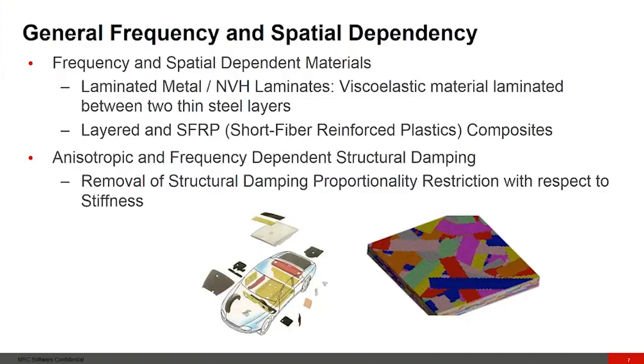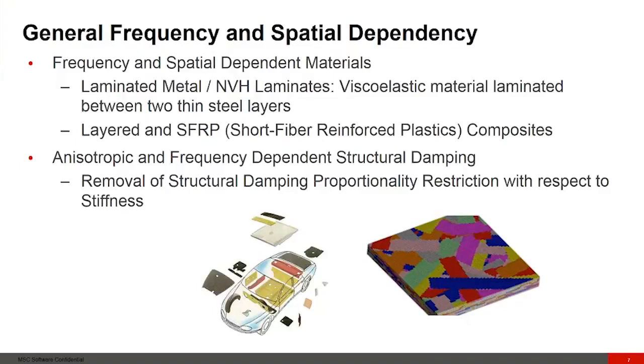For applications such as NVH, noise, vibration, and harshness, a lot of engineers are moving towards using lightweight materials, which are also good for noise abatement and vibration in all NVH applications. Such materials are laminated metals or NVH laminates. These are, for example, paper-thin steel layers, which sandwich a viscoelastic material in between, or they could also be layered in short fiber reinforced plastic composites.